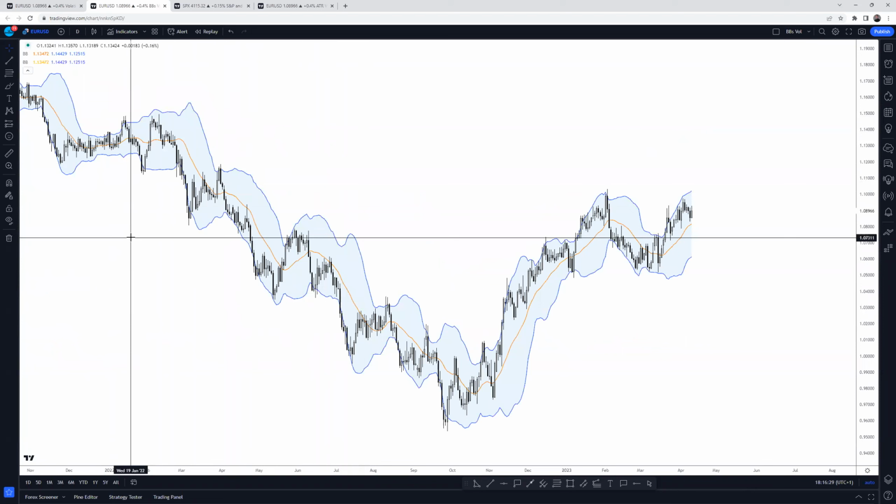So what I tend to do is I look to define the trend. I'm assuming most of us understand how to define a basic trend. So I'm not talking about moving averages. I'm not talking about the ADX indicator.